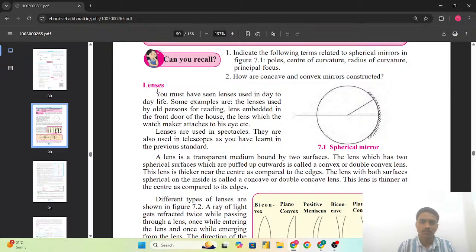Some examples are the lenses used by old persons for reading, the lens embedded in the front door of the house, the lens which the watchmaker attaches to his eye, etc. Lenses are used in spectacles. They are also used in telescopes, as you have learnt in the previous standard.